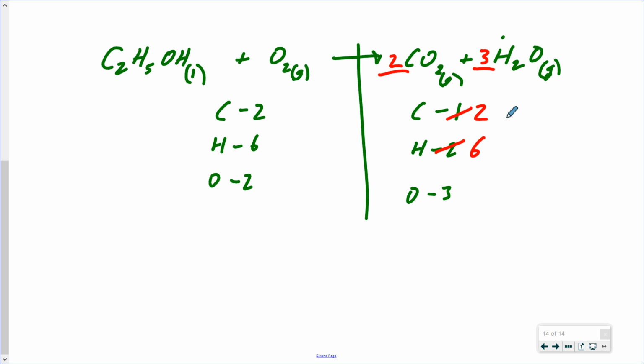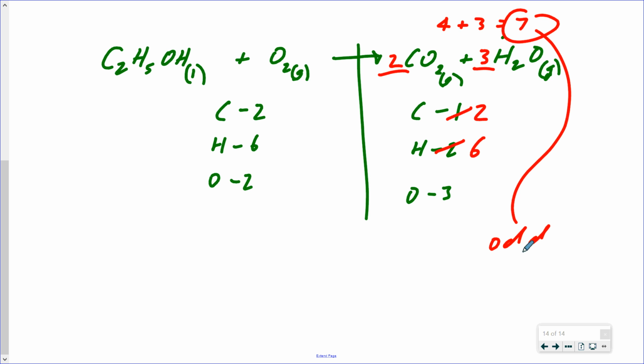Now here it's the oxygen that's kind of tricky. So here, how many oxygen do I have? 2 times 2. I have 4 oxygen in the carbon dioxide with the 2 coefficient in front, plus 3 equals 7. This is an odd number. This is where you get to use a fraction. So if for your oxygen on your product side you have an odd number, this is what you get to do. You get to use that odd number, put it in front of the oxygen, over 2.